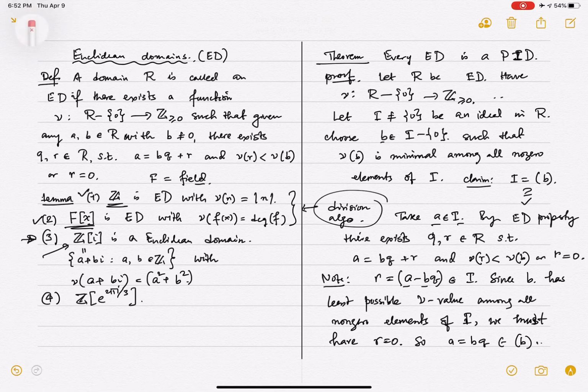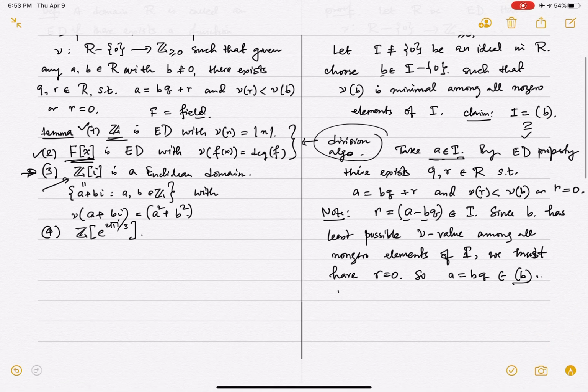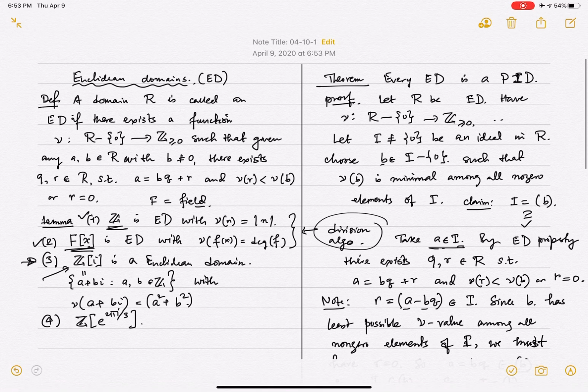What did we argue? We took some element in I and argued that it's a multiple of B. So I is a subset of the ideal generated by B. So I is B. So every non-zero ideal is principal. So every ideal is principal. So this is a perfect illustration of how proofs generalize. You saw these two proofs, the proof for Z and the proof for F[x], and they looked exactly similar. So what you needed was this definition.